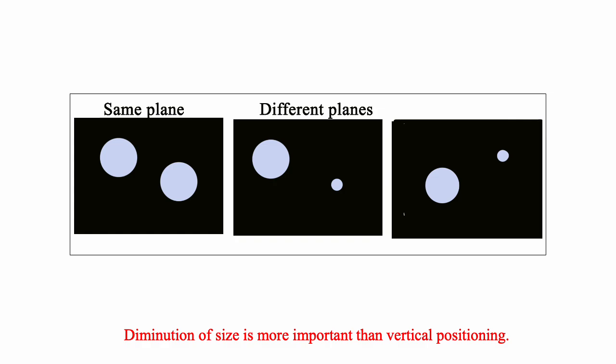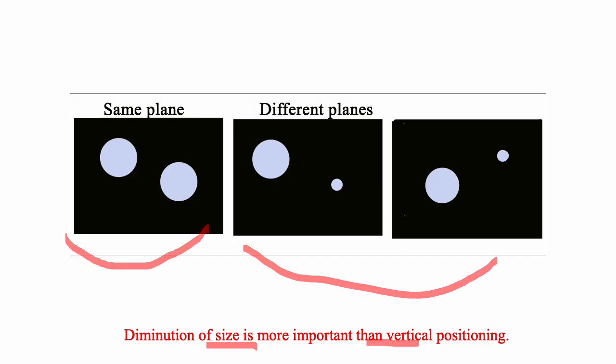So this one shows a diminution of size and vertical positioning. These look like they're on the same plane because they're the same size. These look like they're on different planes, and we see the big one as being in front, even though the big one is higher here than the little one, and over here the bigger one is lower than the little one. So when we have a diminution of size, it often trumps the vertical positioning of the object.